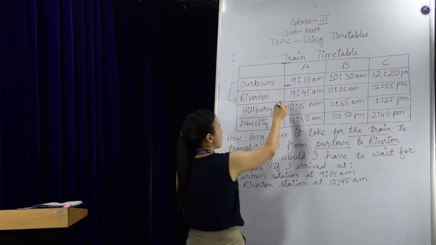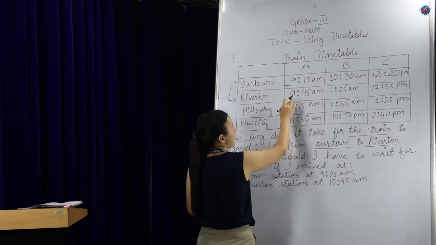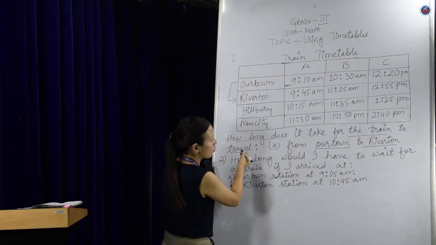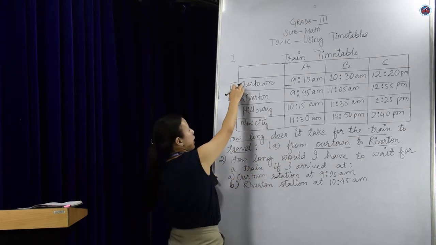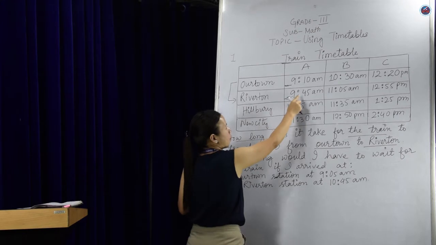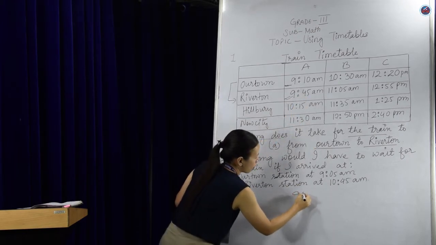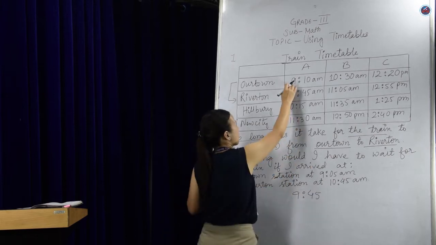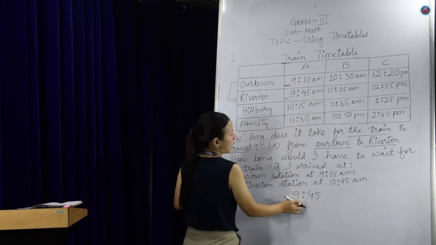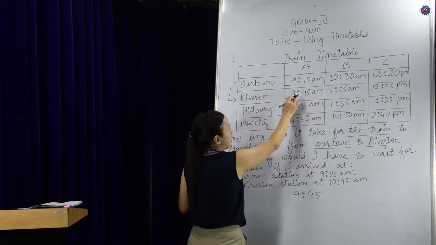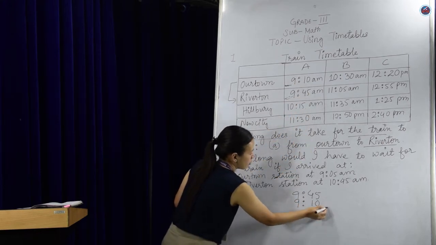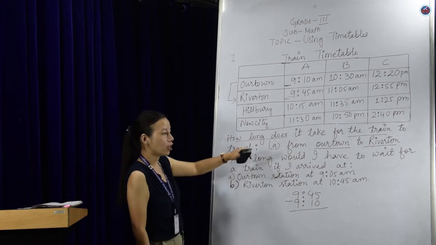So how do we find the answer? It starts at 9:10 and stops at 9:45 at Riverton station. To find how long it took, we write the time where it stopped, that is 9:45. Don't start with the time the train started, 9:10. Start with the time where it stopped, 9:45, and write 9:10 below it, and then subtract to get how long the train took.